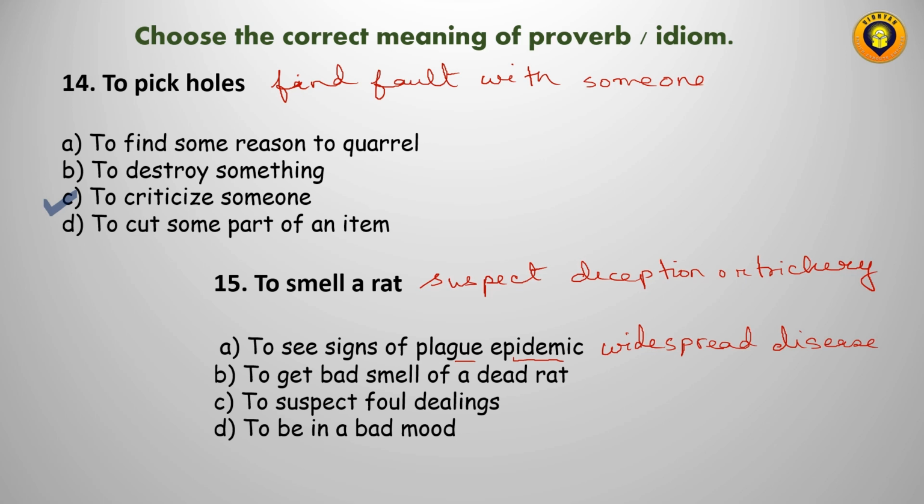So among all these four options, we will choose to suspect foul dealings. Foul means not good, like a foul smell. When we say foul smell, it means the smell is not good. So the dealing is not good or unfair. Some dealings have not been fair enough, and the investigators are already suspecting that some foul dealings have taken place. So it means to smell a rat.